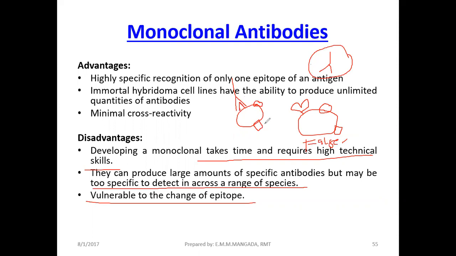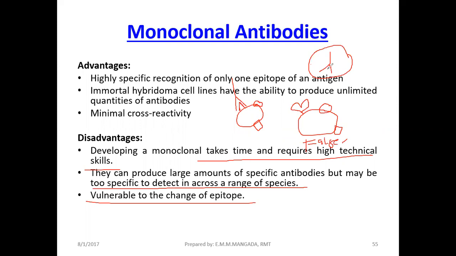triangle epitope. Pero dahil nagkaroon ng change yung ating antigen or due to, for example, evolution of the microorganisms or exposure to substances or environment that causes, for example, changes, or antibiotic resistance. So factors that may lead to the change of the epitope.